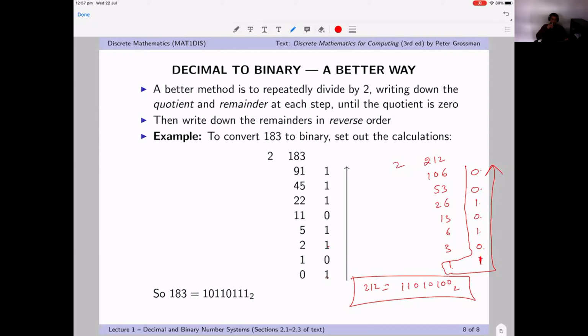Right? Any questions, anyone? Does that method have a name or anything? Oh, it's just a division. Successive division by 2.